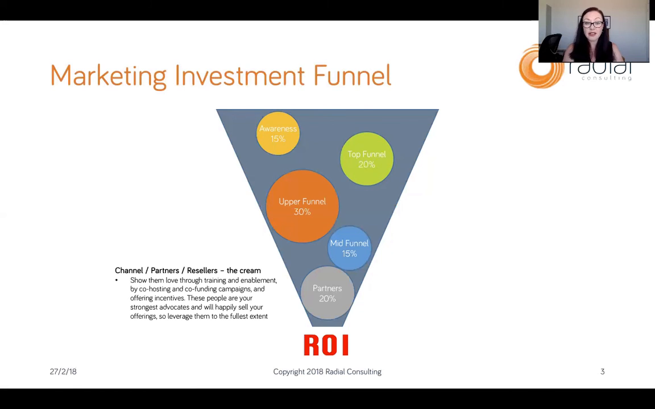And finally, on the partner side, this is where you have to show the love. I call this the cream. These are the guys that sell for you. They have invested in being part of your business. That's why you need to put the training and enablement into them. You need to look at co-funding campaigns and events with these guys. You need to look at incentivizing them for being amazing at selling what you offer. These are the guys that are working hard for you. So show them the love and give it back to them in return.